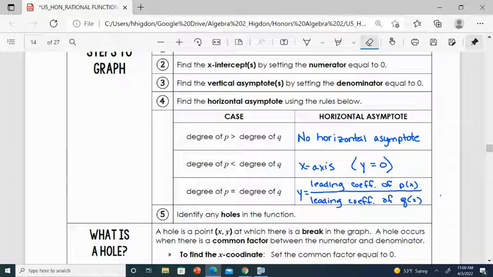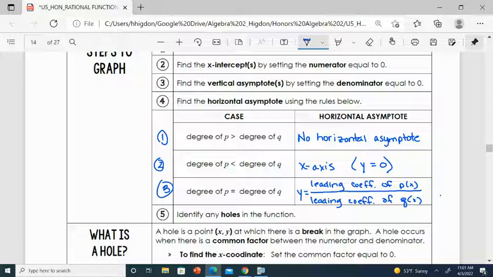So again, I'm going to put a little 1 here for case number 1. And then for case number 2, if the degree of the top is less than the degree of the bottom, then your horizontal asymptote will actually be your x-axis, where y is equal to 0. That's the equation y equals 0. And in the third case, if the degree of the top is equal to the degree of the bottom, then what we have to do at that point is divide the leading coefficient of the numerator by the leading coefficient of the denominator, and that will give you your horizontal asymptote at y equals whatever that is.